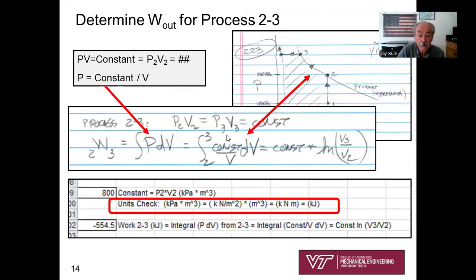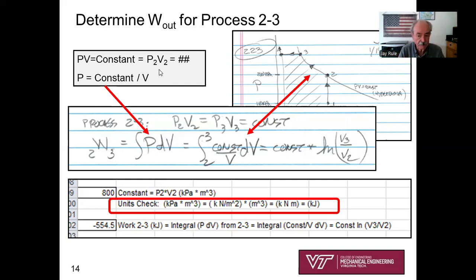Now, 2 to 3, the hardest part of this problem. Here's our sketch. We go back and look at our sketch, and I've got my governing equation, closed system, quasi-equilibrium process. The work from 2 to 3 is the integral of P dV. P is equal to constant divided by V. Do you see that because of the given information, P2 and V2 are given? Because of my sketch, I see that V1 equals V2. So look, I can bang out a number for the constant immediately.